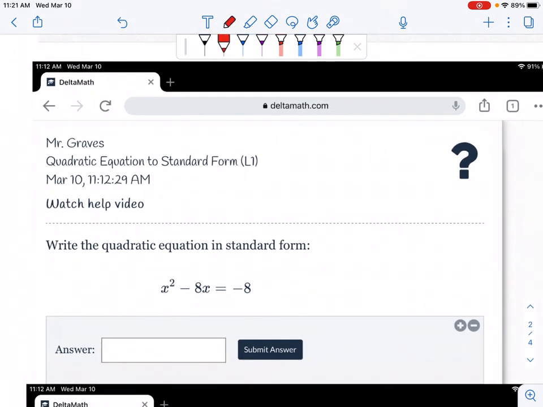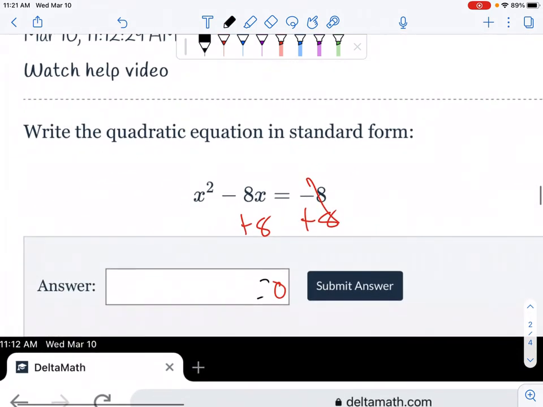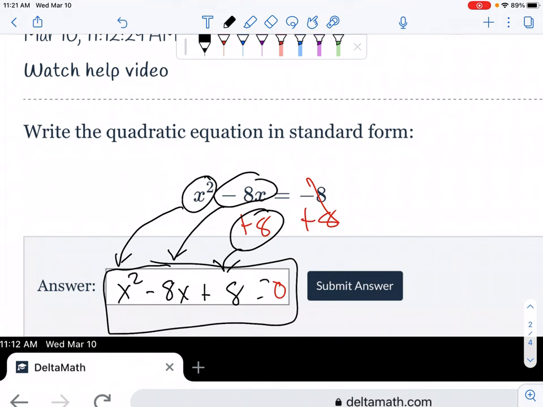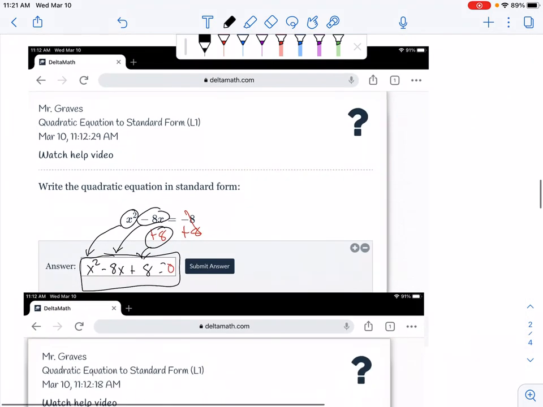This says equals negative 8, so to get rid of it, I'm going to add 8 to both sides. That will equal 0 now. X squared doesn't combine with anything. Negative 8x cannot combine with anything. Positive 8 cannot combine with anything. So this is our answer. That is written in standard form.